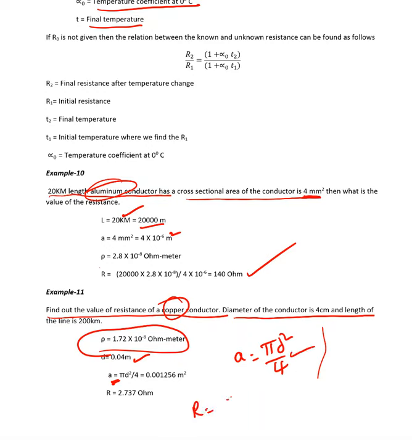So R equal to rho L by A. He gave you length. Make sure you convert that into meters. We found the area from the diameter, and you can find the resistance value. Okay, 2.737 ohms. Now the last example I want to discuss, say you have a conductor.